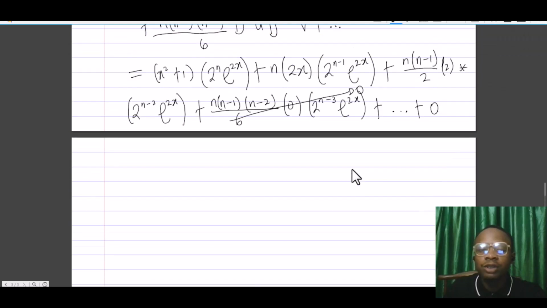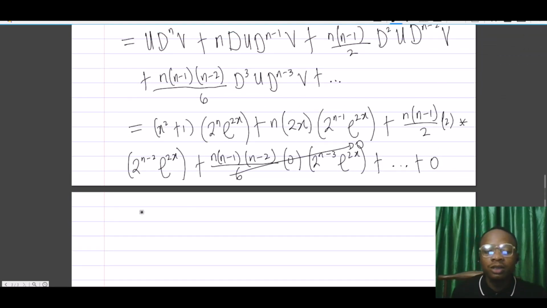So we add a new page here just to move forward. Okay, so this is going to be equal to, we can just simplify what we have here now. We can see that 2 to the power of n e to the power of 2x is common to all of them. So we can move that out. So when we move that out, we bear in mind what we're going to have left. Okay, so we know what we have left here is 2 to the power of n minus 2. So let's move 2 to the power of n minus 2 out. So this is 2 to the power of n minus 2 e to the power of 2x.